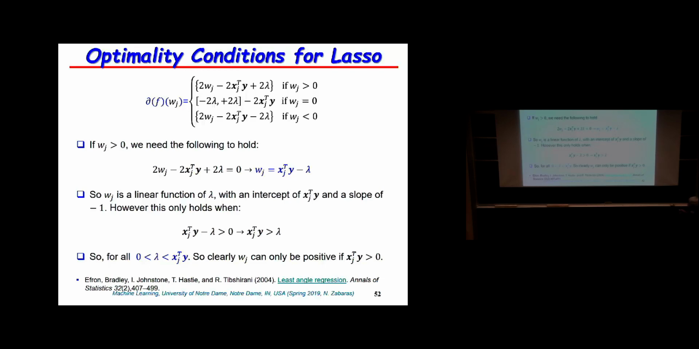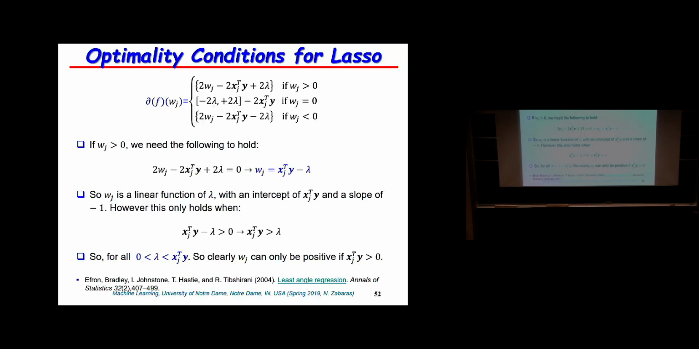So if Wj is greater than 0, the subderivative is given by 2 times Wj minus 2 xj transpose y plus 2 lambda. And if I simplify, Wj equals xj transpose y minus lambda. Okay? So basically what I have done is I set this equal to 0 to see if this contains the 0. So immediately we can see Wj is a linear function of lambda. This will have implications later on. Slope minus 1, with an intercept xj transpose y.